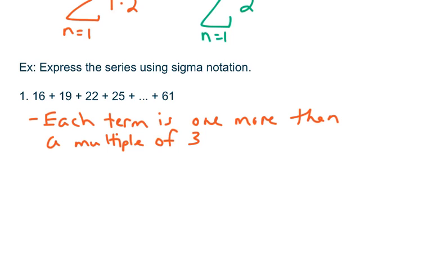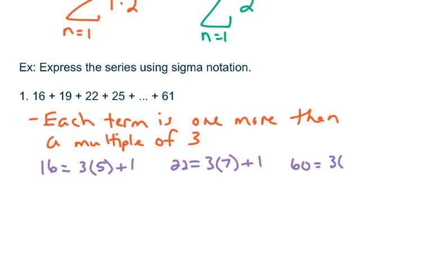So we could say 16 is equal to 3 times 5 plus 1. We could say that 22 is 3 times 7, which would be 21, plus 1. We could say that 60 is equal to 3 times 20 plus 1. So is there a way we could write out the general form of our series? And the answer definitely is yes.